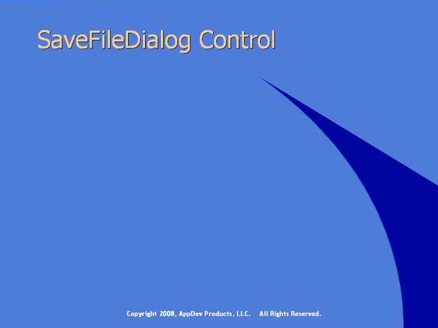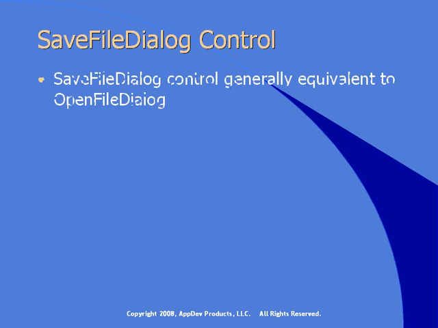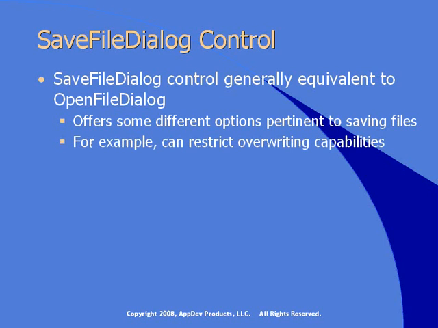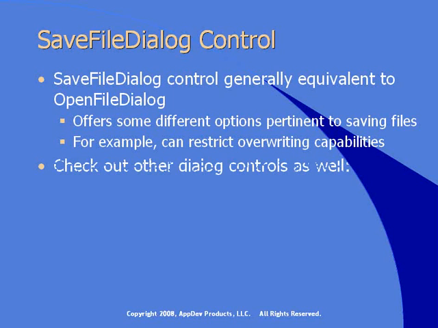The Save File dialog control and the corresponding class generally are equivalent to the Open File dialog. Many of the properties are the same, but it does offer some different options which are pertinent to saving files as opposed to opening files. For example, you can restrict overwriting capabilities, so you can make it so users can't select an existing file in the Save File dialog. There are a bunch of other dialog controls and corresponding classes as well, which we won't discuss here, including the font dialog, the color dialog, and more.